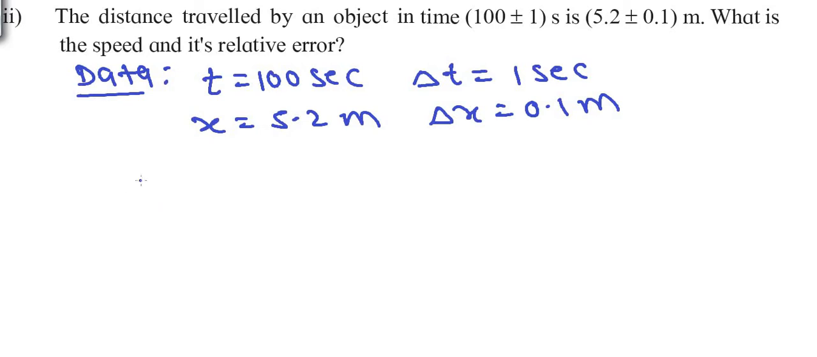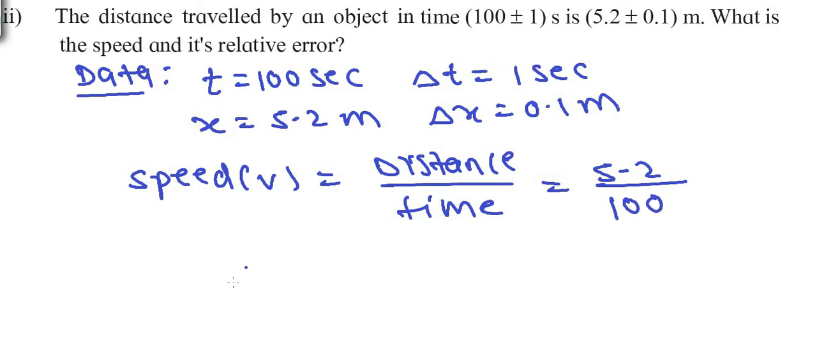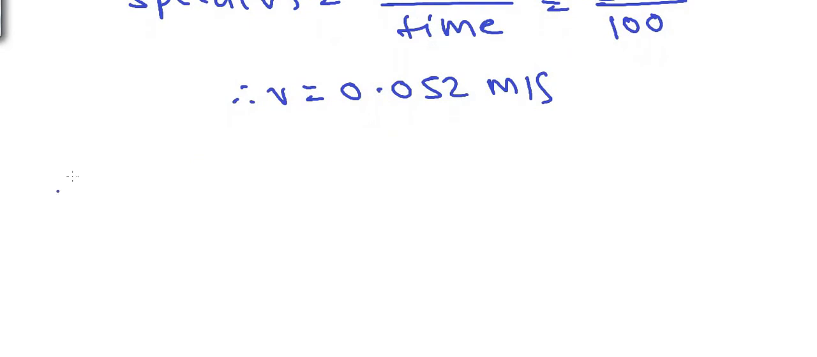Speed is equal to distance upon time. So speed v is equal to distance divided by time. Now distance traveled is 5.2 and time is 100 seconds, and therefore we get speed is equal to 0.052 meter per second. Now we will calculate the relative error in the measurement of speed.